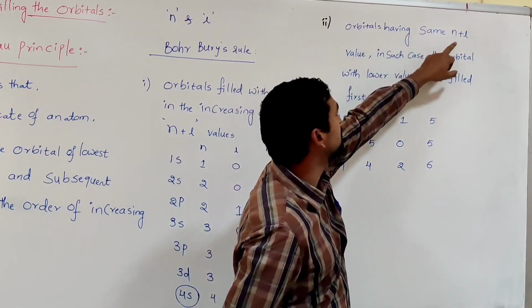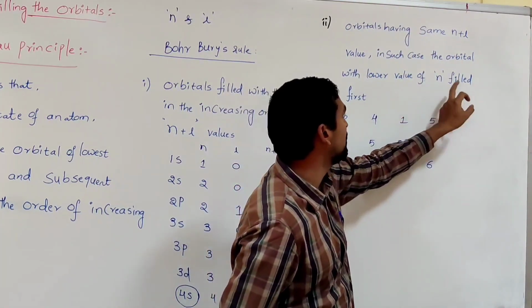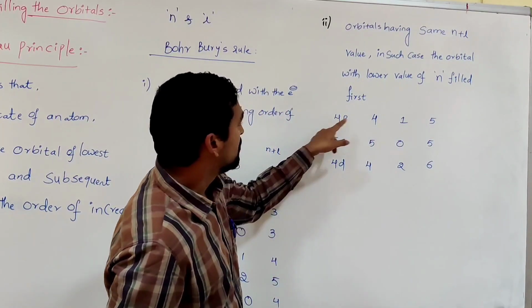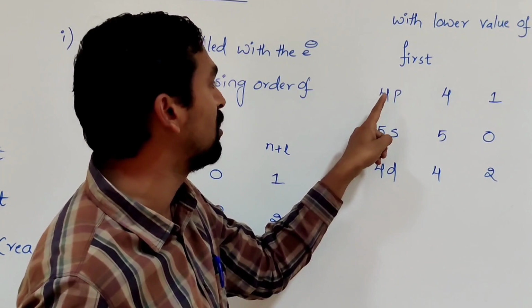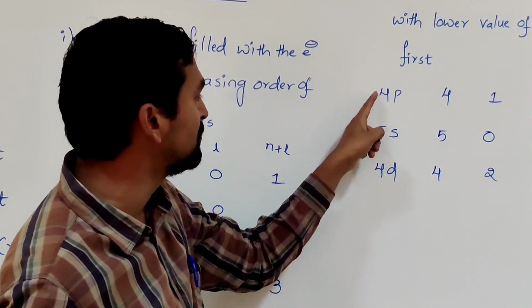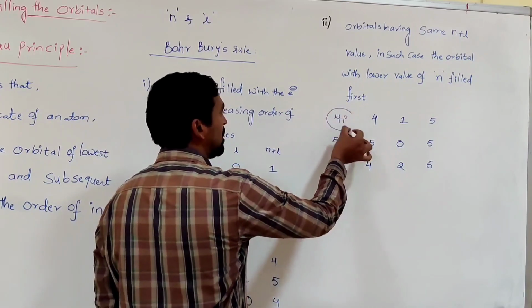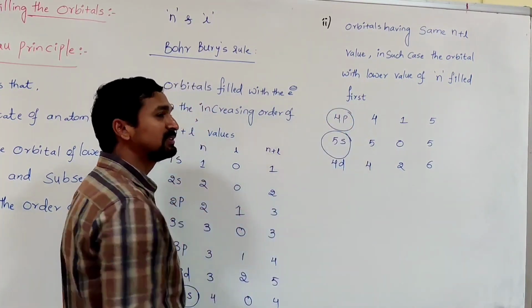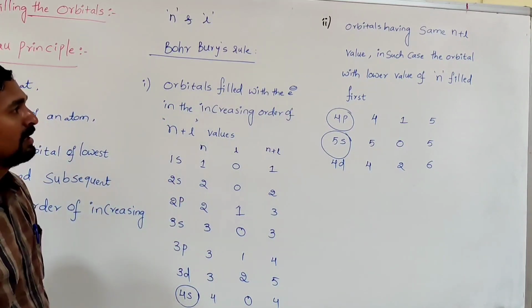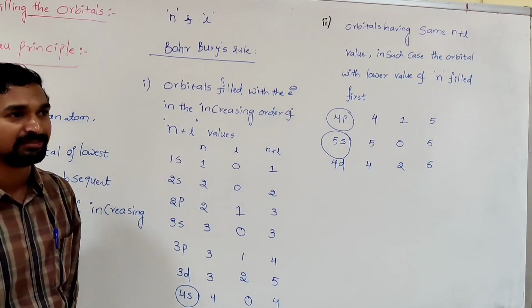Orbitals having the same n plus L value: in such a case, the orbital with the lower value of n is filled first. Both have n plus L value 5. So whichever has the lower n value, among these two, which has the lower n value? 4p. That's why the electron first enters the 4p subshell. After that, the electron enters the 5s subshell.